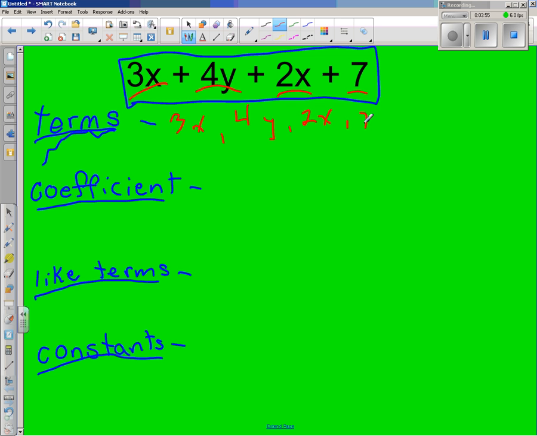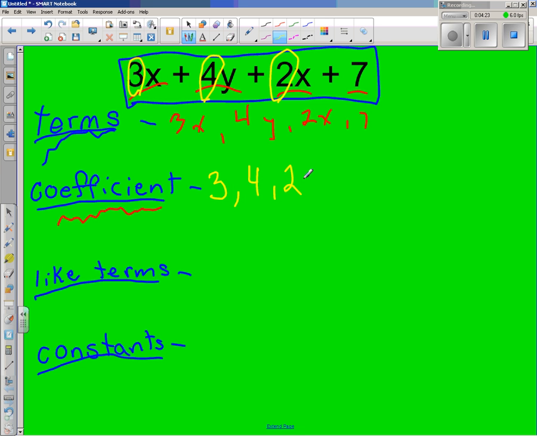All right? Now, when I'm looking for coefficients, remember from when you wrote the definitions down that a coefficient is the number in front of the variable. So I have a 3 right in front of my x, so that's one coefficient. I have a 4 in front of my y, that's another coefficient. And I have a 2 in front of this x, that is another coefficient. So my coefficients are 3, 4, and 2.